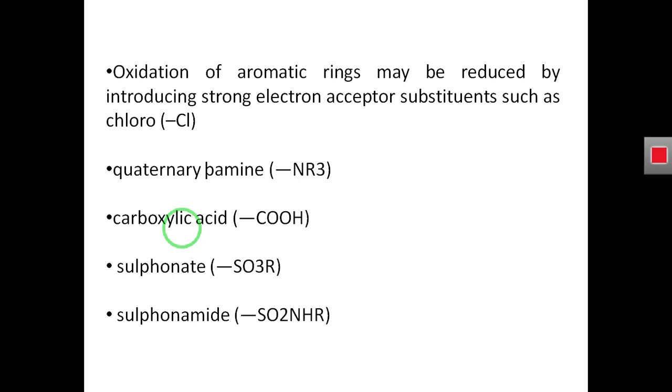And we can also prevent the oxidation of all those drugs that have an aromatic ring in their structure, by introducing strong electron acceptors such as chloride, quaternary amines, carboxylic acid, sulfonate, and sulfonamide.